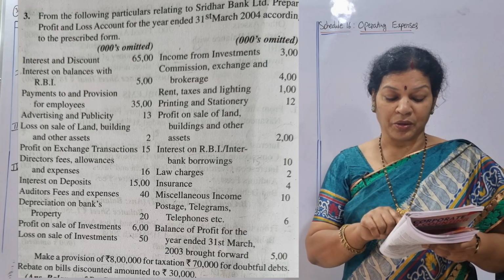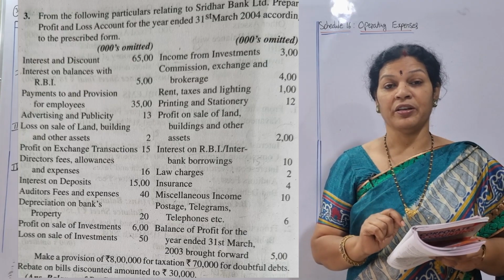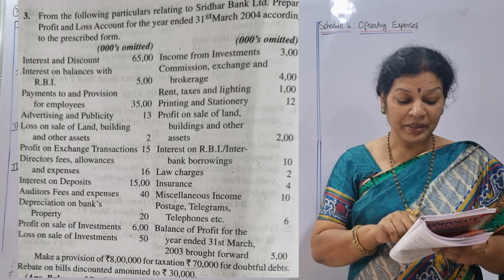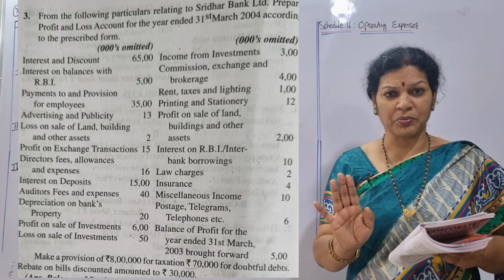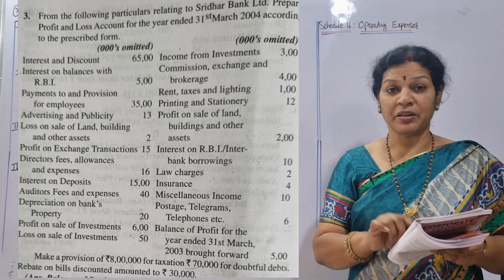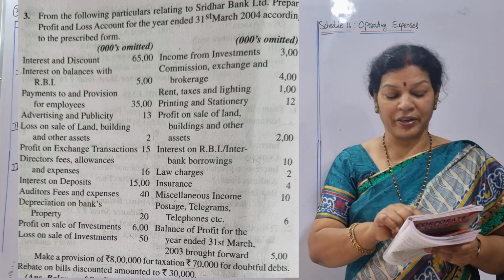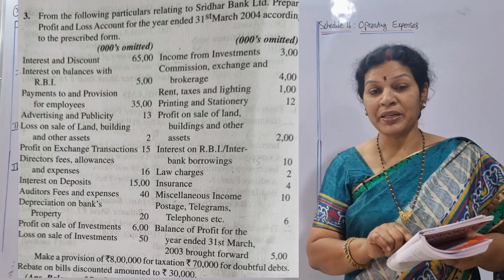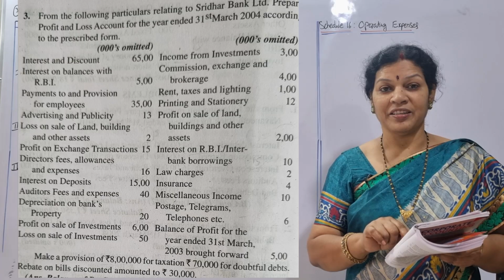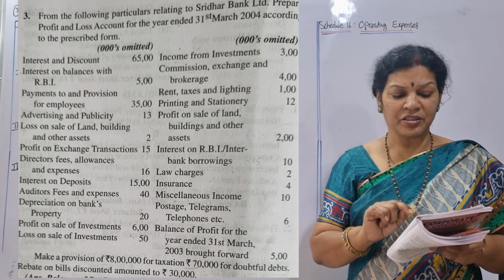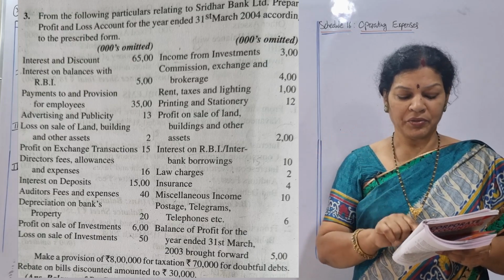And rebate on bills discounted amounted 30,000. Rebate on bills discounted. Actually, interest and discount is how much? First item it is given 6,500. On that, rebate on bills discounted is there. How much is it? 30 only. Last 3 zeros we have to omit. 30 is the rebate we are giving. Actually we received 6,500. But when we are giving 30 rupees rebate, this is coming down. 6,500 minus 30. Okay. So you get 6,470.